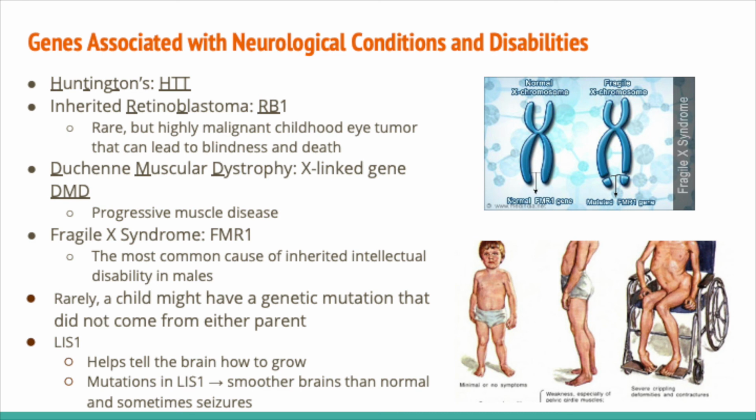The FMR1 gene will lead to Fragile X syndrome, which is a very common cause of inherited intellectual disability within males. Rarely a child might have a genetic mutation that did not come from either parent, but it's more likely than not to have come from one parent or the other. The LIS1 gene is really important because it helps tell the brain how to grow, and mutations in this gene will lead to smoother brains than normal and sometimes even seizures.